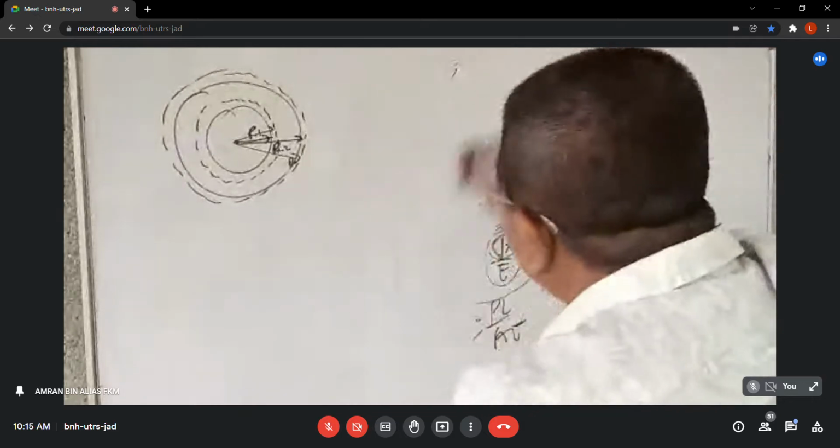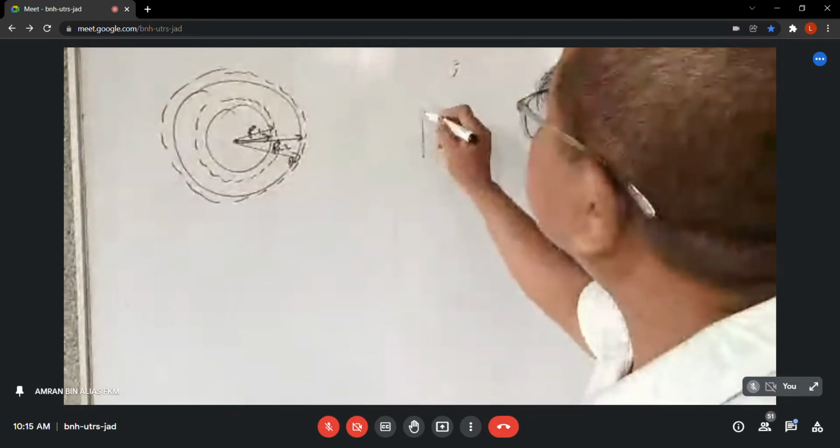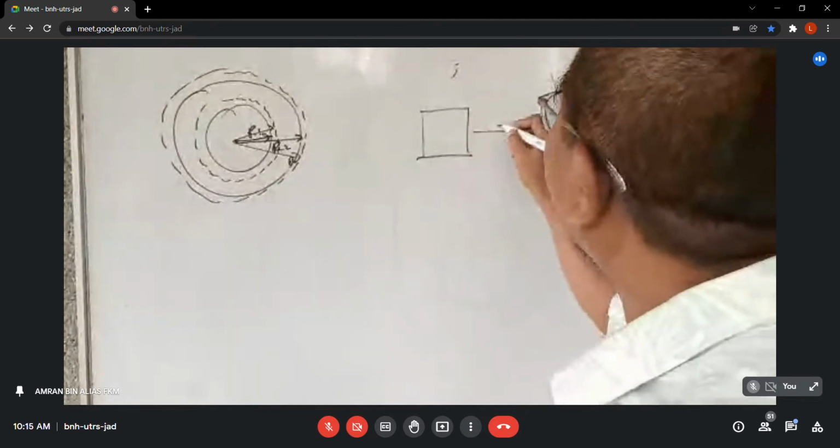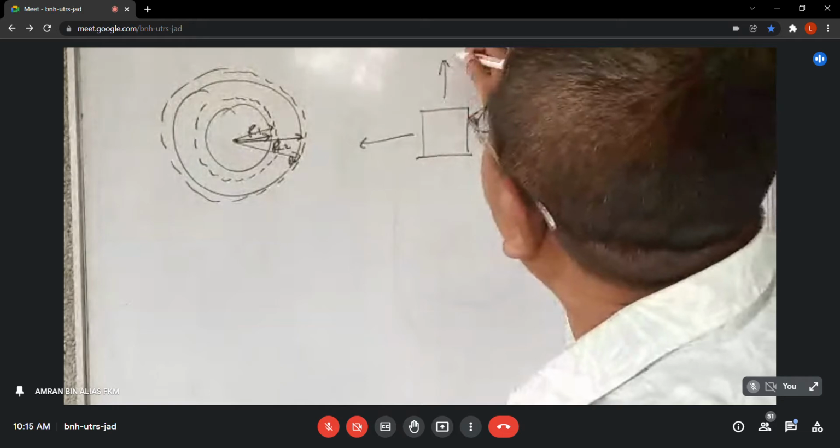Now, what about this one? Two cases. I got a sigma X. I also got a sigma Y.